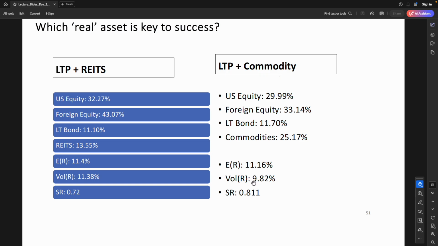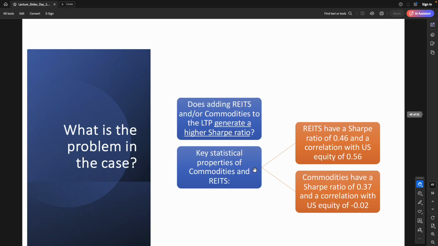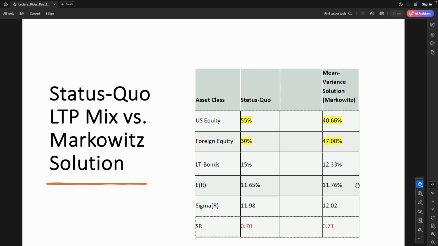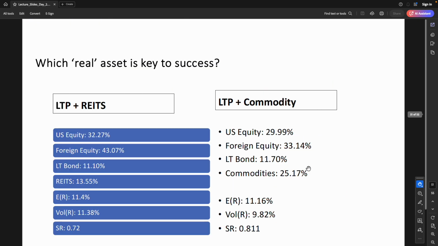So maybe the next interesting thing for me would be volatility. If I just look at LTP, 11 versus 10 are the coordinates for expected return and vol, and here it's 12 versus 12. Okay, but it doesn't matter. It's the Sharpe ratio which we care about.